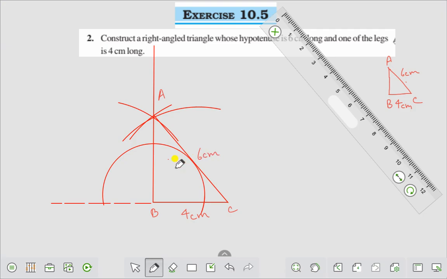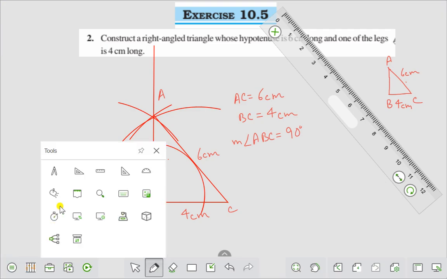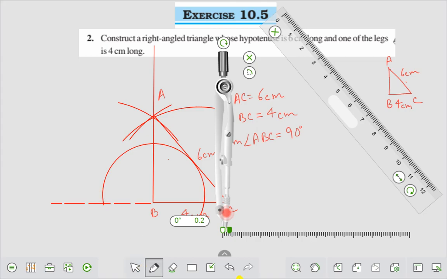Now here we find a right angle triangle, where the hypotenuse AC is equal to 6 centimeter, BC is equal to 4 centimeter, and the measure of angle ABC is equal to 90 degrees. Right? Now this is the required triangle.